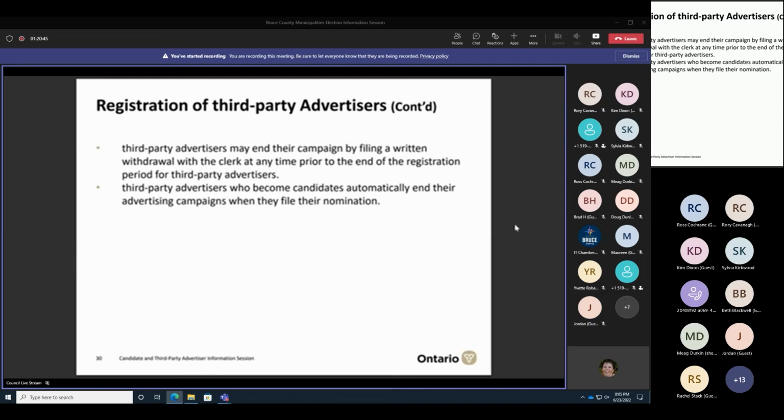The registration period for a third-party advertiser runs until the Friday before voting, so that's October 21st, 2022, or the last day the clerk's office is open before voting day in a by-election. I'm going to pass it on to Caitlin.